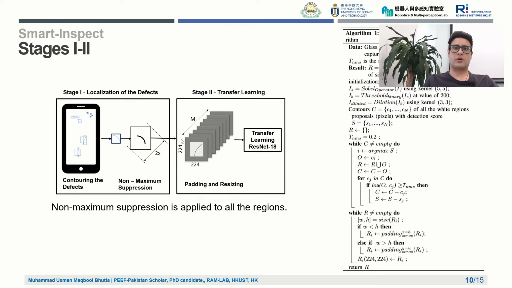of each box to 224 by 224, and then in stage 2 a pre-trained convolutional neural network, ResNet, is used to extract the features of these crops for further transfer learning.